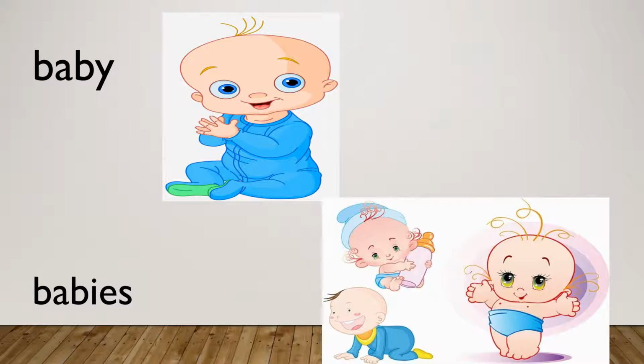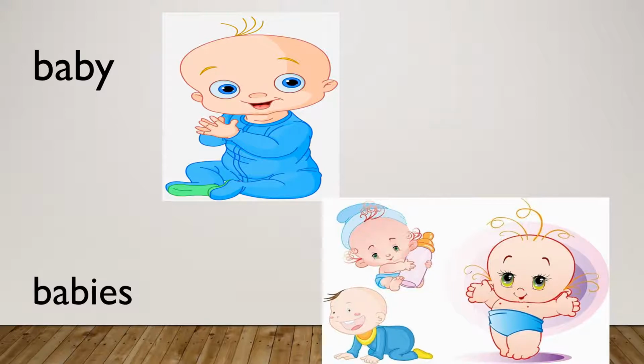The spelling is B-A-B-Y, baby. So baby is changed to babies by removing Y. Correct, student? We have removed Y from baby and we have added IES. Correct? We have added suffix IES. So student, from baby it becomes babies. From one it becomes many.